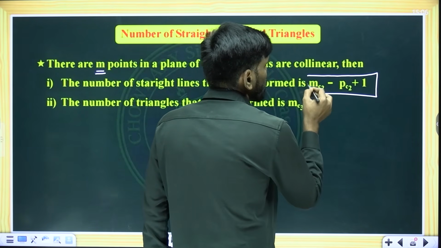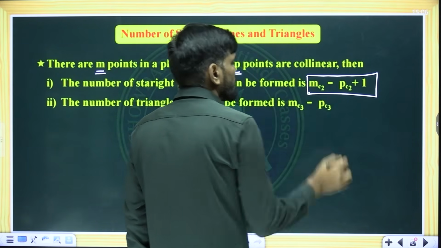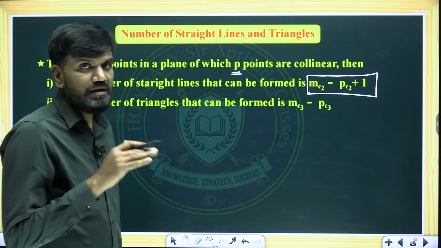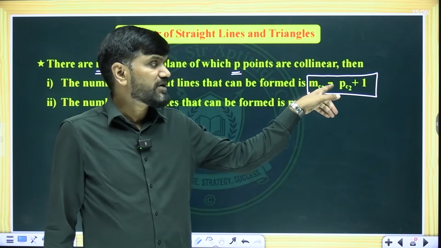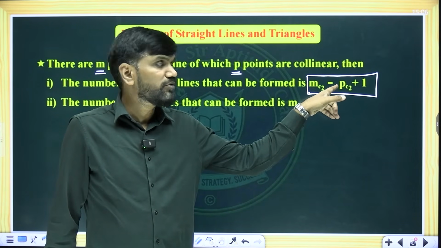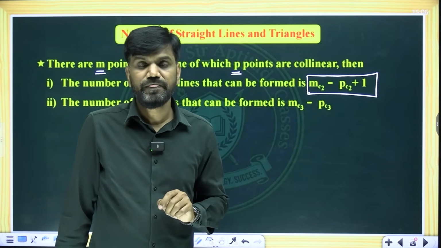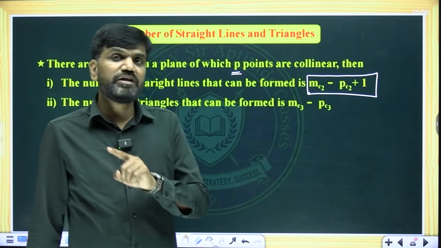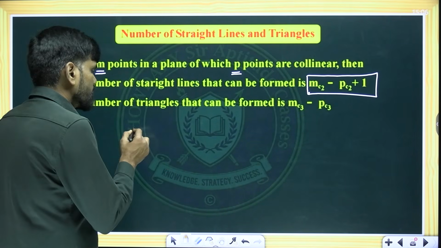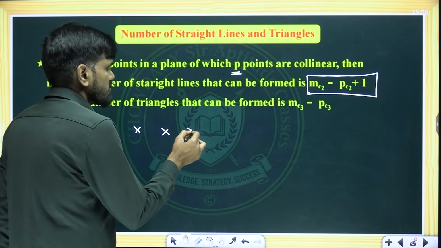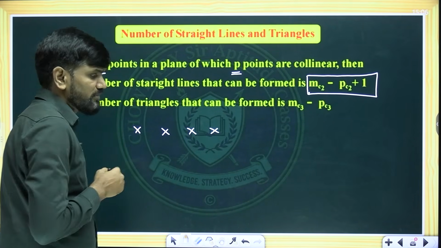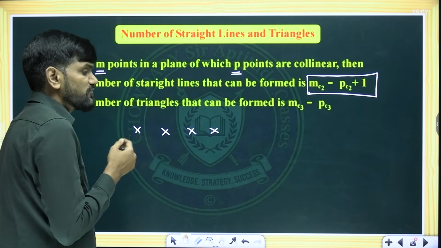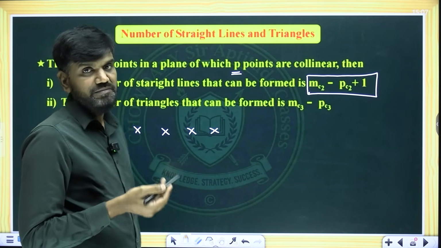From MC2, you remove those straight lines that were formed by using the points which are on the same straight line. So from P collinear points, the number of straight lines you have counted, you remove, that is minus PC2. When you are removing that, you are removing that one line that can be found by joining all the collinear points. See, these are collinear points. So the number of straight lines I am counting with the help of these 4 points is 4C2. 4C2 is nothing but 6.